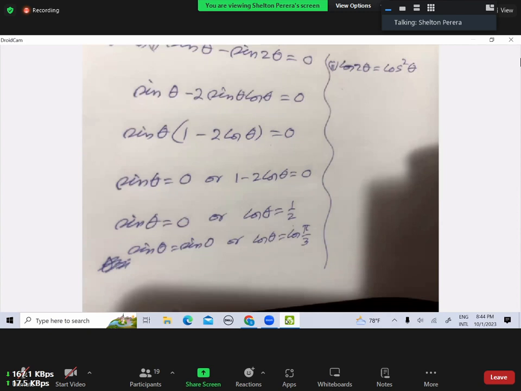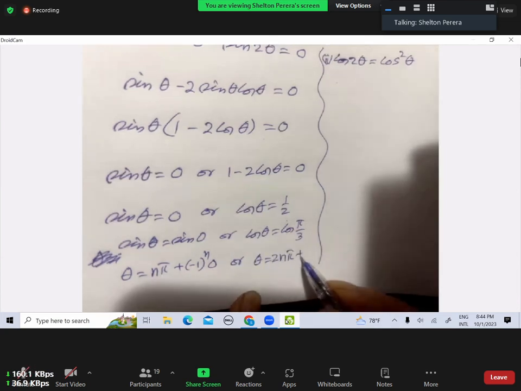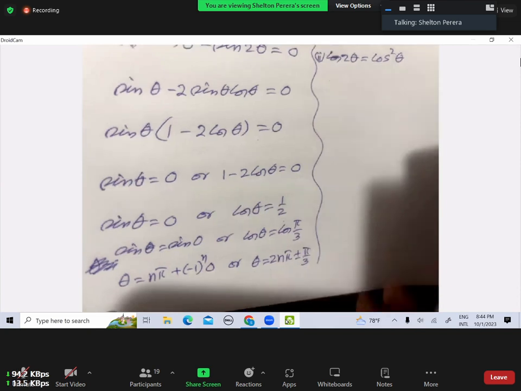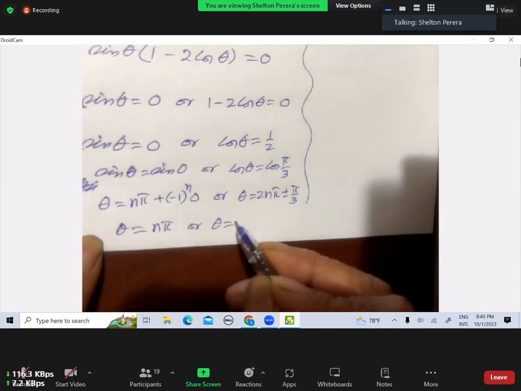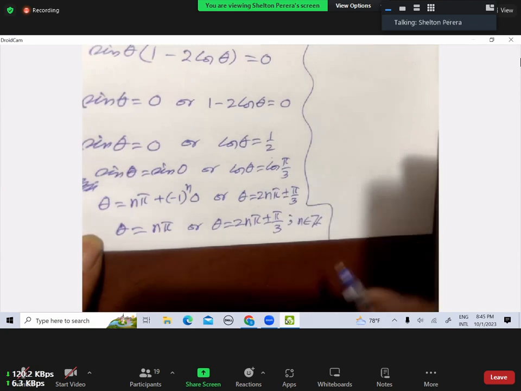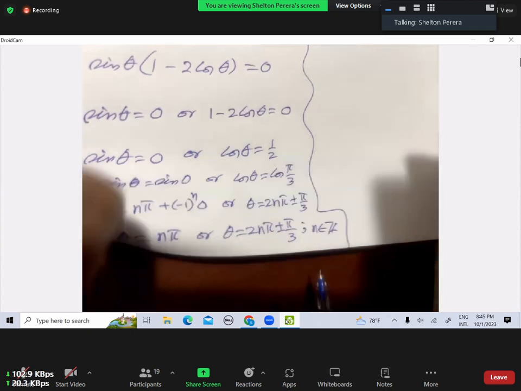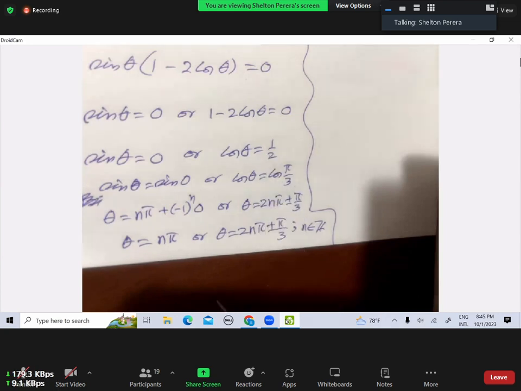Sin theta equals sin 0, so sin theta equals sin n pi plus minus 1 to the n times 0, or cos theta equals cos pi over 3, so theta equals 2n pi plus or minus pi over 3. So from this, theta equals n pi, or theta equals 2n pi plus or minus pi over 3, where n is in Z. These formulas are also given, but you need to know half is cosine pi over 3, otherwise you won't be able to solve.